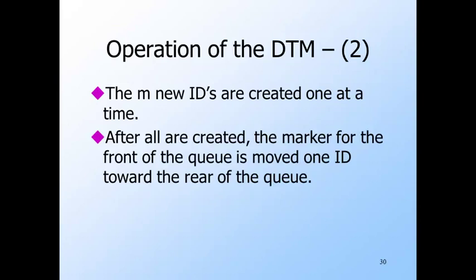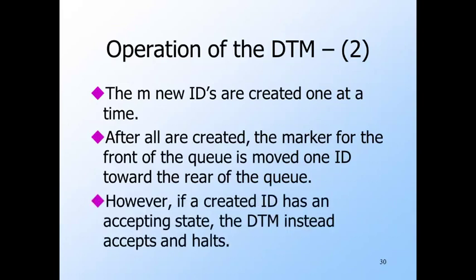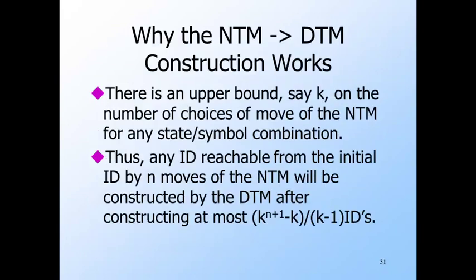After creating all m, it finds the X marker and moves it to the pound sign to the right, thus moving to the next ID in the queue. However, as an exception, if the deterministic machine ever creates a new ID with an accepting state, then it accepts and halts its operation.